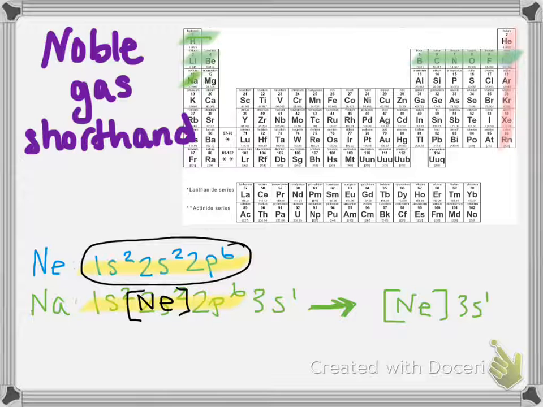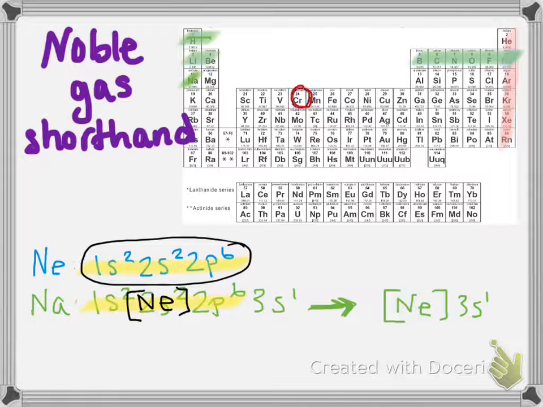Now, a question I always get is, what if I'm doing the electron configuration for a noble gas? Can I just put it in brackets? And the answer is you can't. You still have to follow the same rules. So you have to go to the noble gas before it and then do the rest of the electron configuration. Okay, so let's do one other example.